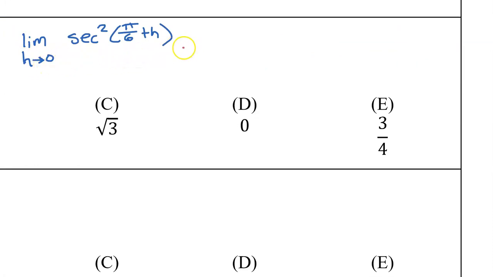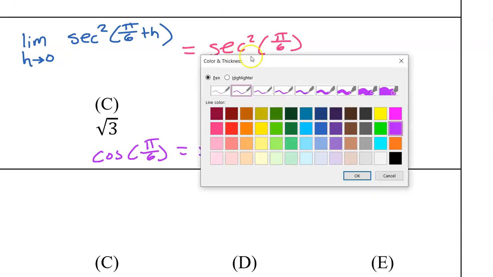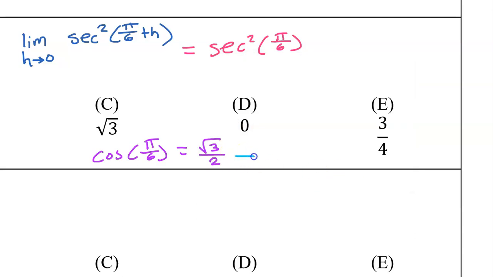Let's do direct substitution. We get secant squared of pi over 6. Substituting 0 for h, the h is gone. Secant is the reciprocal of cosine. So maybe off to the side we should ask ourselves, what is the cosine of pi over 6? Hopefully you have memorized that the cosine of pi over 6 is radical 3 over 2. So therefore the secant of pi over 6 will be the reciprocal, which is 2 over radical 3.